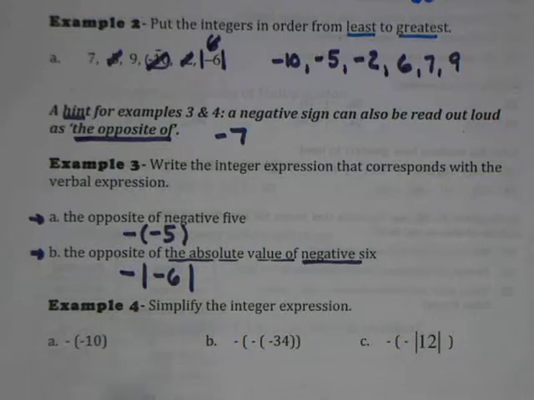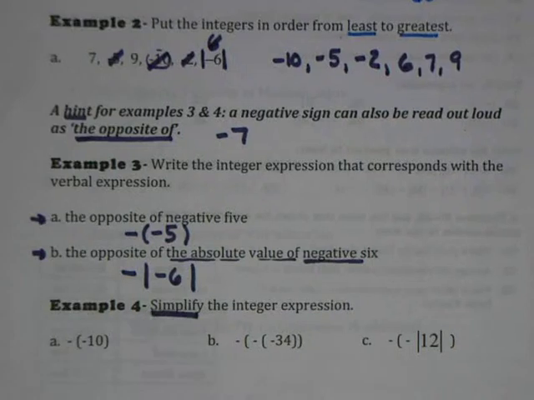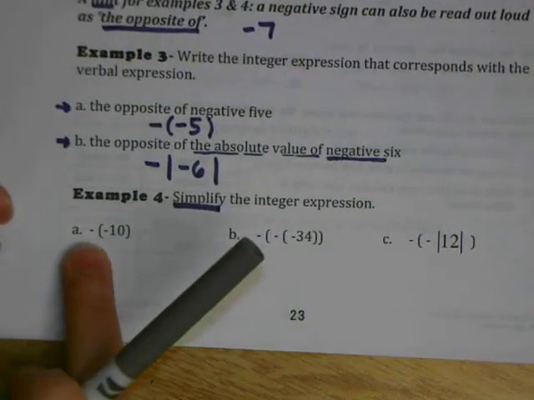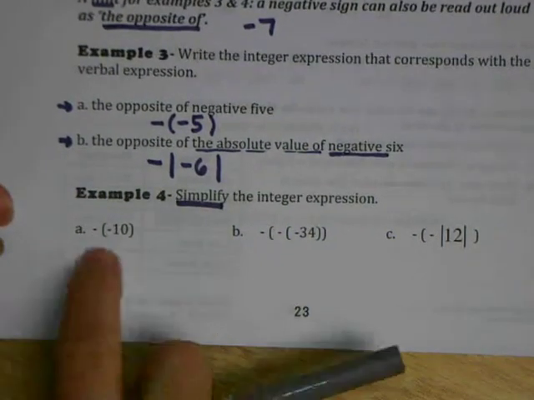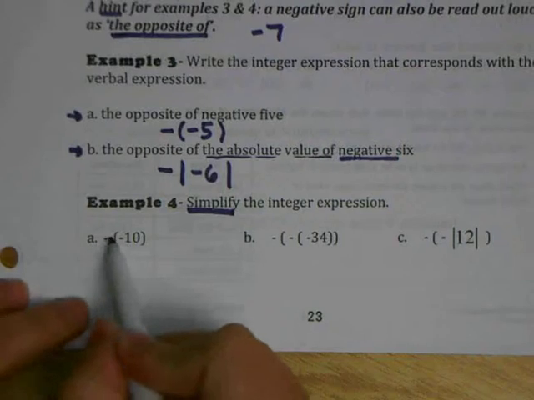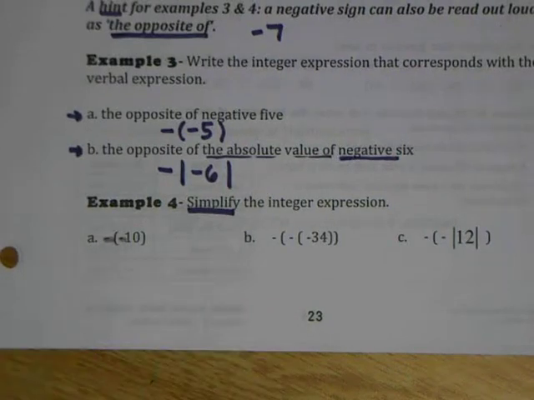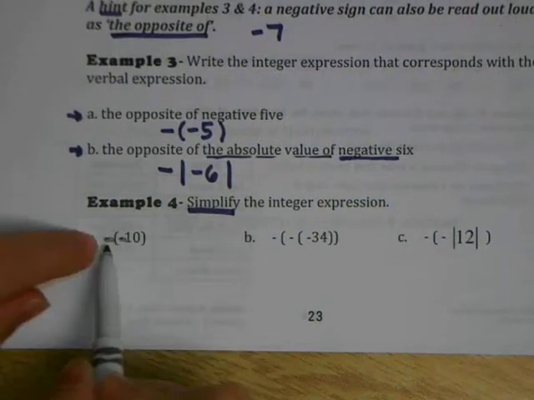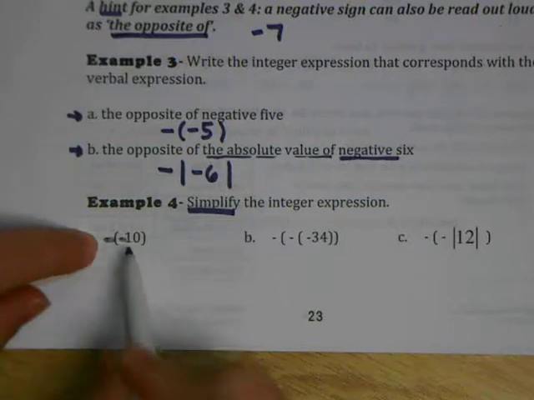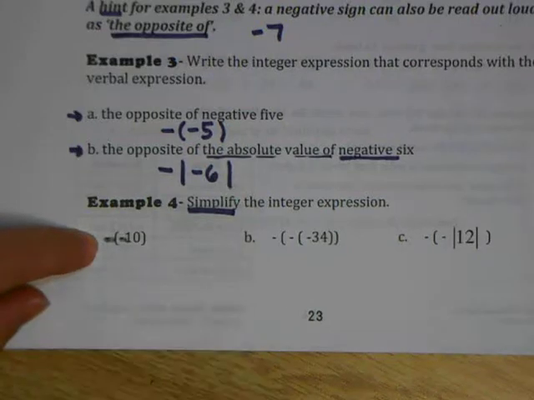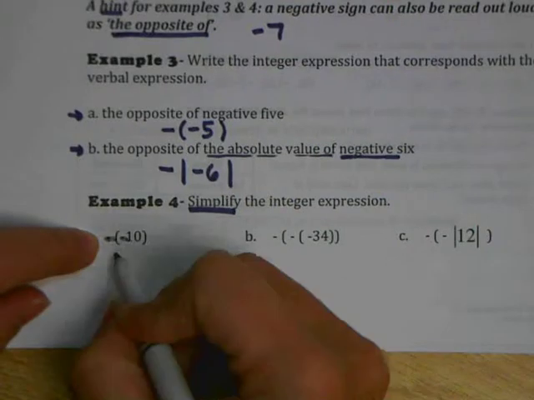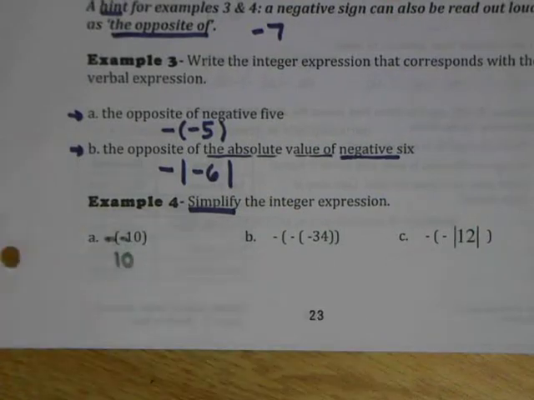The next example asks us to take these math symbols and actually simplify them. So simplify means find what they actually stand for. So let's try this one right out here. Let's see if we can read it out loud. We could say "negative negative 10," but that doesn't really make a lot of sense to us. What if we said this first one is "the opposite of"? If you say that to yourself, what's the opposite of -10? And think about that in your head. The opposite of -10 is +10. It's just 10.